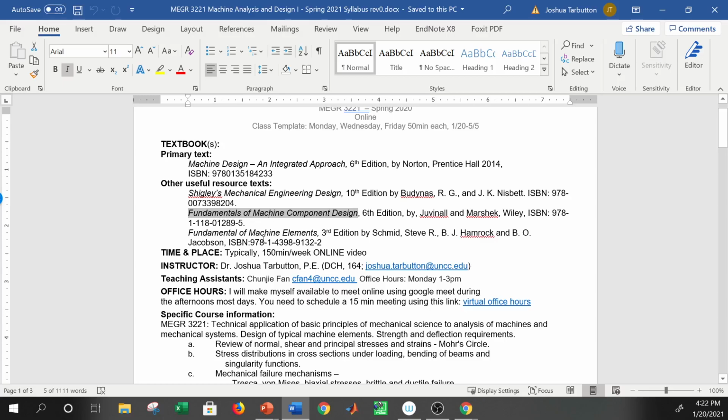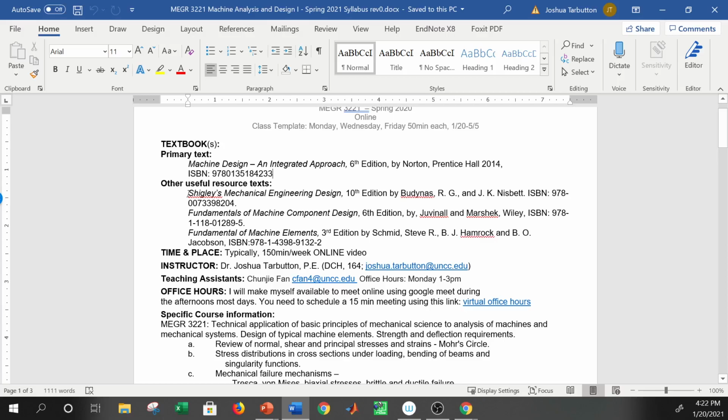There's also another book called The Fundamentals of Machine Elements. This is a more recent publication. It has a more extensive treatment of lubrication and wear than the other books. We're using this book because it's an integrated approach and it really incorporates the design process that engineers go through in real practice. So this is the book that we're going to use.